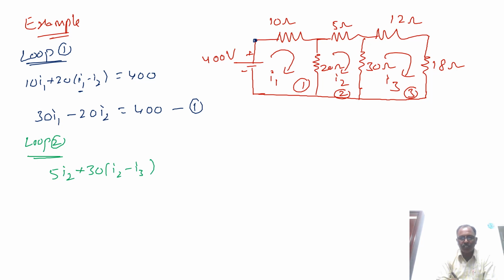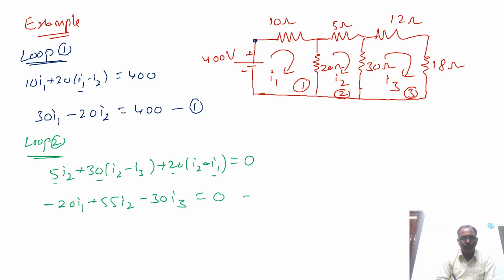Next we come across resistance 20, so plus 20. So 20 is common for loop 1 and loop 2, and is going to carry I1 and I2. So the current is I2 minus I1, as we are considering loop 2, I2 is taken as reference. So the I1 terms are minus 20 I1. Next I2 terms 5, 30, 20, so total 55 I2. Next I3 terms minus 30 I3 equal to 0. This is equation number 2.